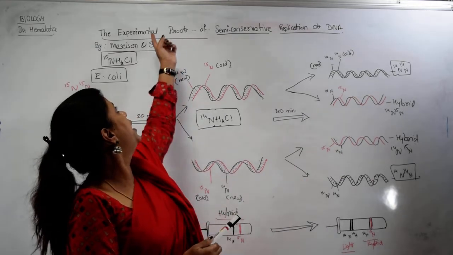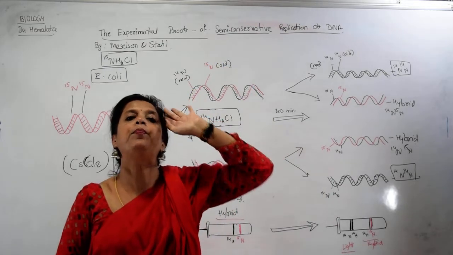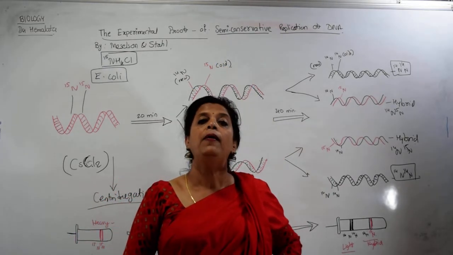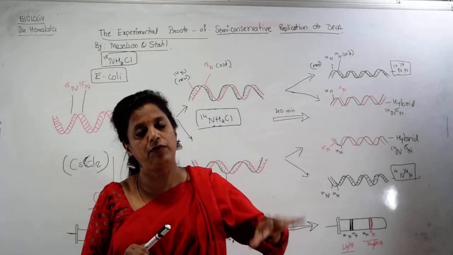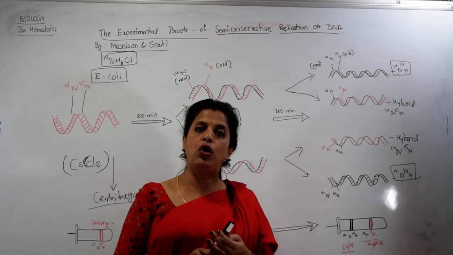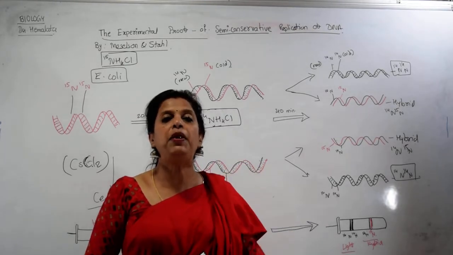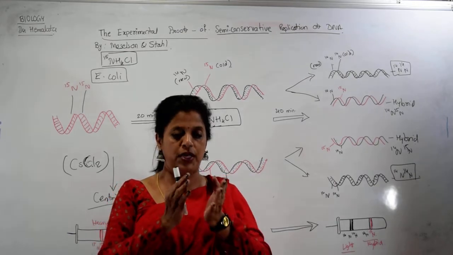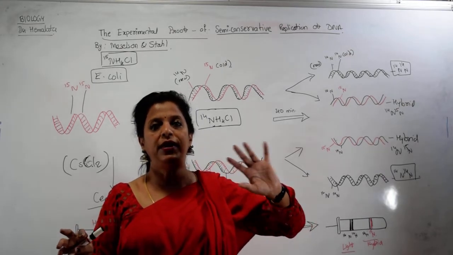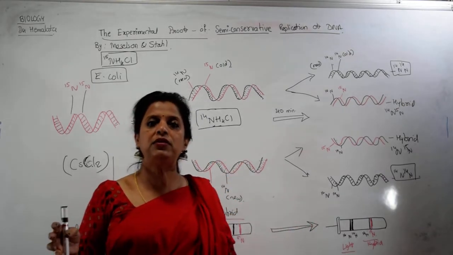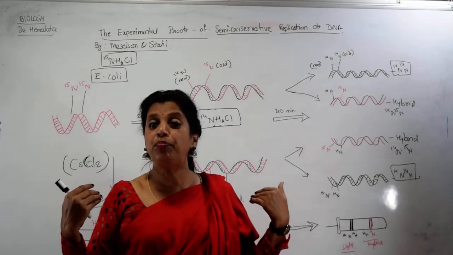See here, it is written experimental proof of semi-conservative replication of DNA. It's just a proof, right? But the whole process that I explained was with the replication fork. If they ask you to write a note on the process of semi-conservative replication, or explain semi-conservative replication, you have to take the replication fork and explain the whole detail of the leading and lagging strand, the enzymes and the proteins, everything.